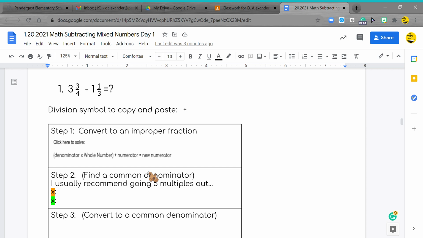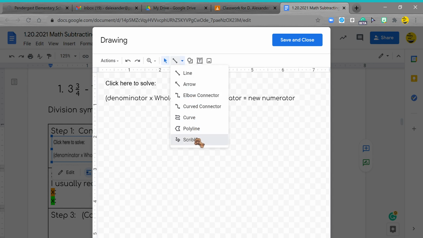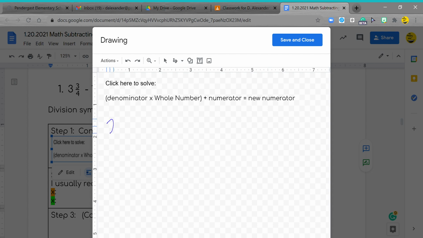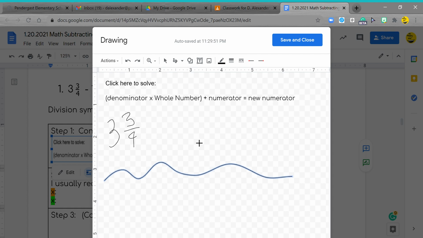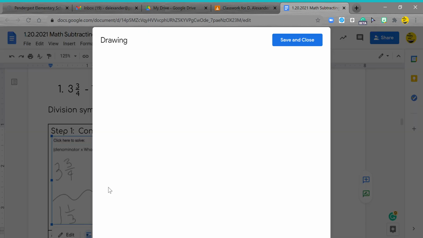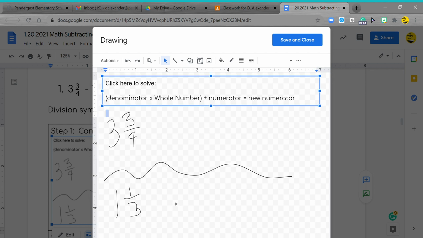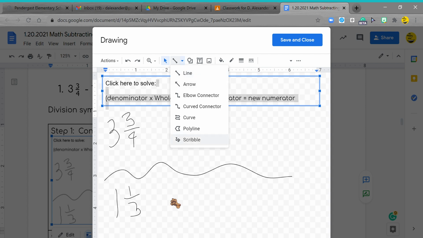Okay, so the first thing I need to do is take these mixed numbers and turn them into improper fractions. So 3 3/4 minus 1 1/3. So I'm going to come right in here and I'm going to scribble. I have 3 3/4, and I believe it was 1 1/3. I'm going to make sure, I'm going to hit save. It is 1 1/3, so I'm going to go right back in. Remember, I do my denominator right here. Oh, make sure I hit scribble, you guys.